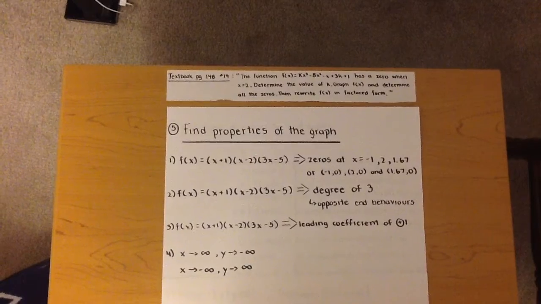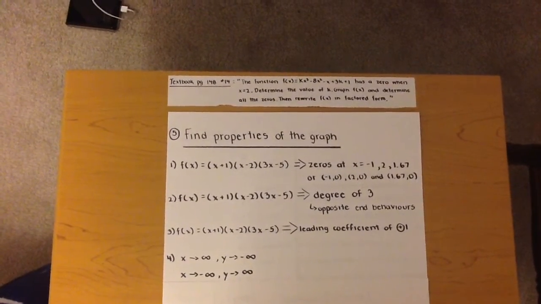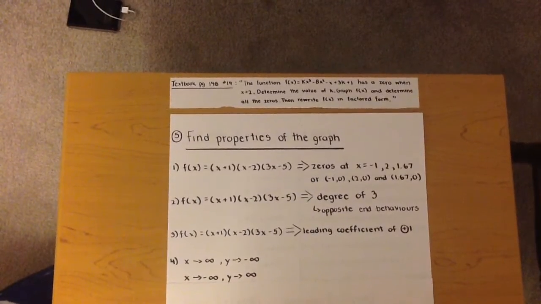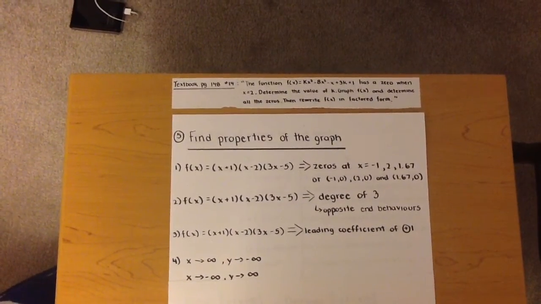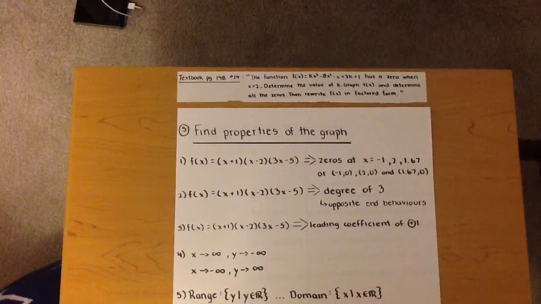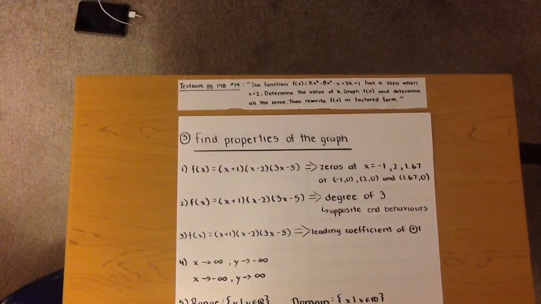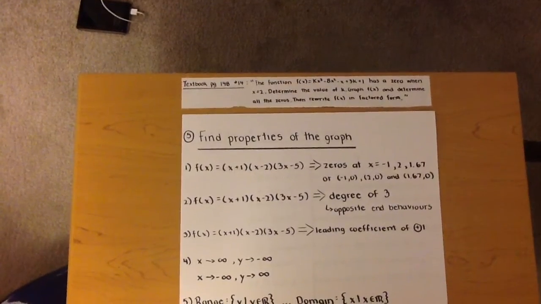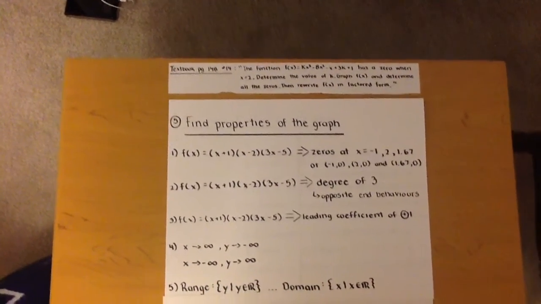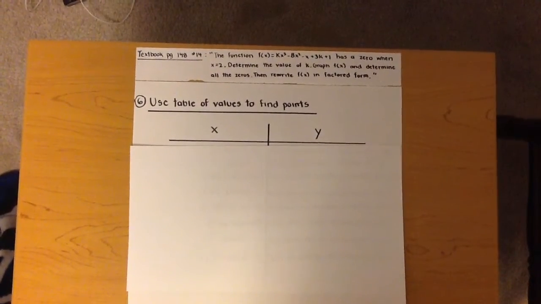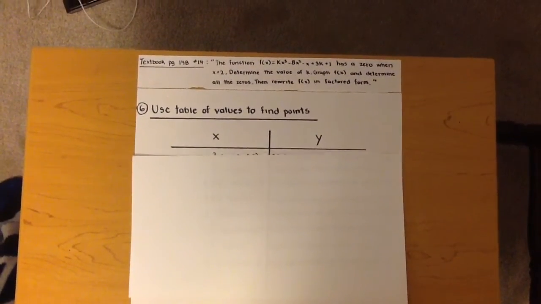We now know that the end behaviors are as follows. As x goes to infinity, y goes to negative infinity, and as x goes to negative infinity, y goes to positive infinity. Another property we know is that both the range and the domain, x and y, are equal to any real number. These will help us when it comes to creating the graph. To verify these properties make sense, we need to make a table of values to plot coordinates on the graph.